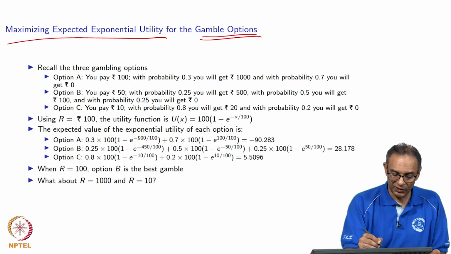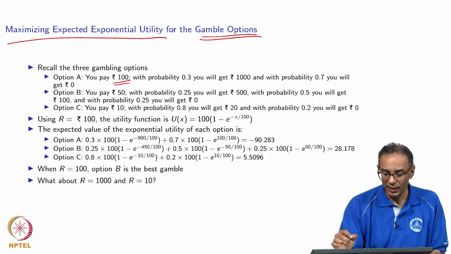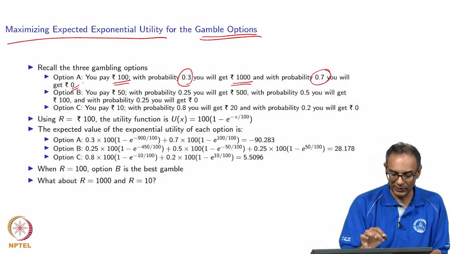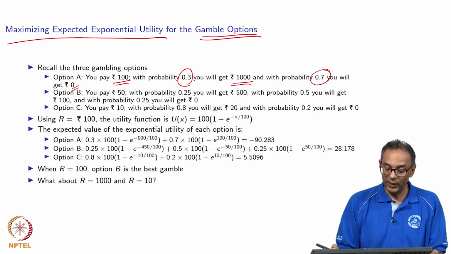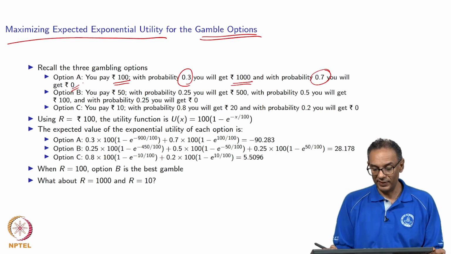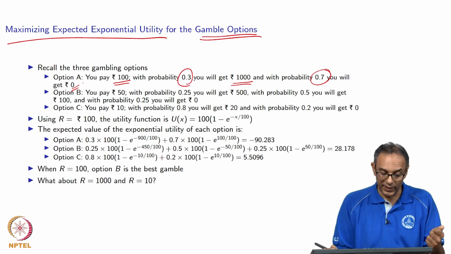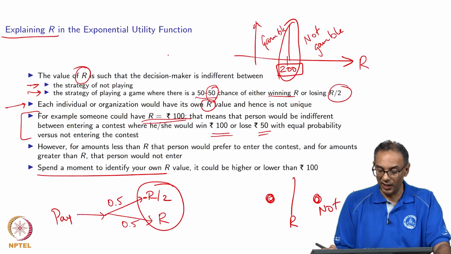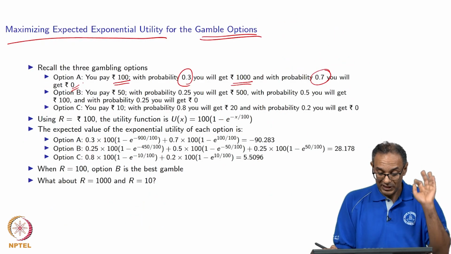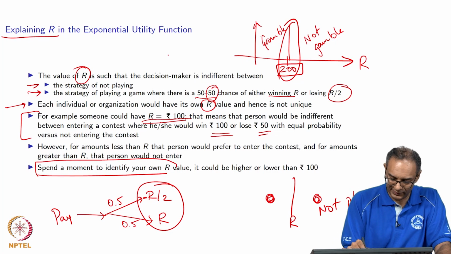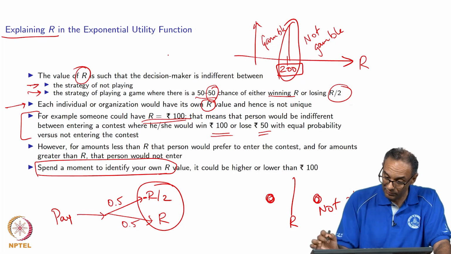So remember that you pay 100 rupees in the first option, and then with a 30% chance you will get 1000 rupees, and with a 70% chance you will get 0. So that means you will either win 900 rupees net with probability 0.3, or you will lose 100 rupees with probability 0.7. Notice that this is different from the R and the R over 2 we talked about earlier. This is because you want to first select your R right here. Like I said, spend some time thinking about your R before you move to the next slide.